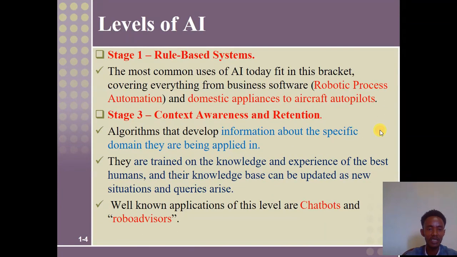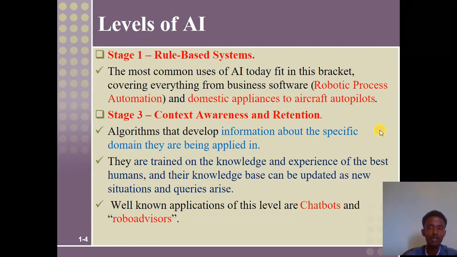Let me see the first level of artificial intelligence, which is rule-based artificial intelligence. The most common use of artificial intelligence today fits in this bracket. It covers everything from business software, robotic process automation, and domestic appliances to aircraft autopilots. Such rule-based systems work upon if-then condition rules. They basically work upon a predefined set of instructions which has been prepared for the machines in order to act according to the rules and regulations prepared by the hand of the human being.